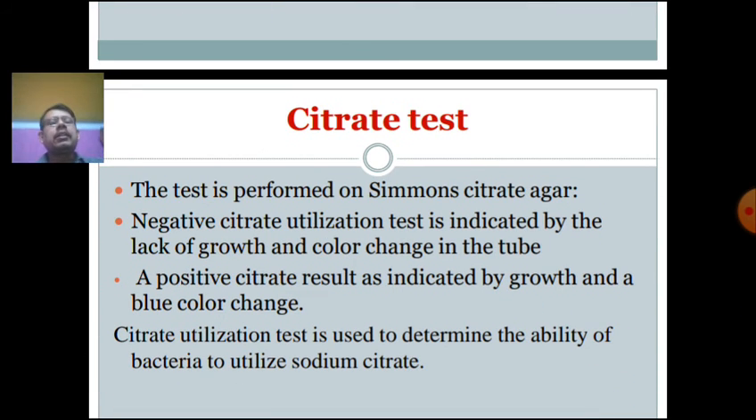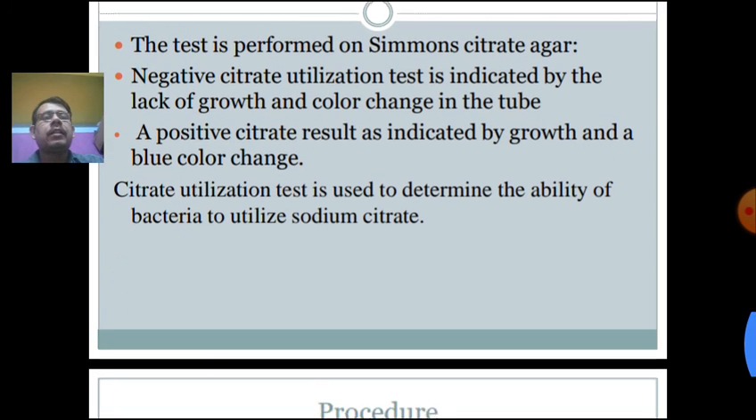And the last test is the citrate test. The test is performed in Simmons citrate agar, and a negative citrate utilization test is indicated by the lack of growth and color change in the tube. A positive citrate result is indicated by growth and a blue color change. The citrate utilization test is used for determining the ability of bacteria to utilize sodium citrate.